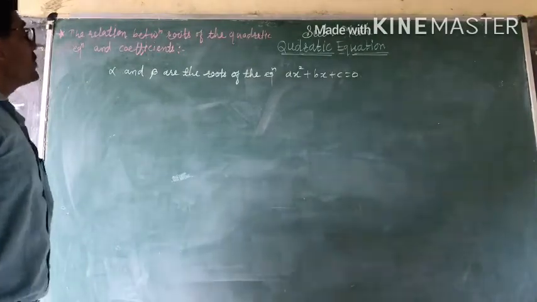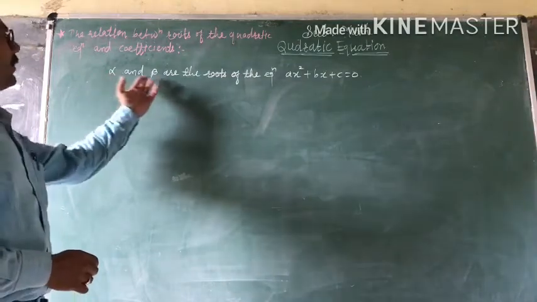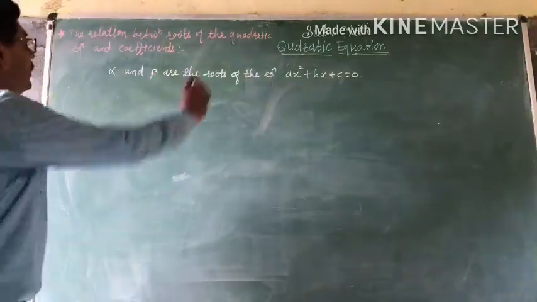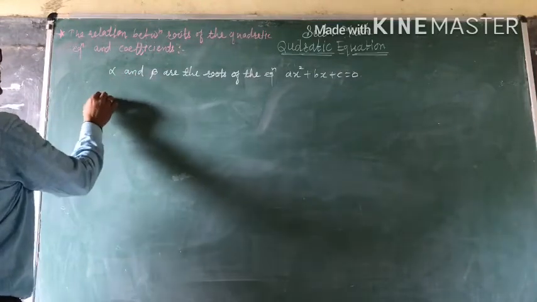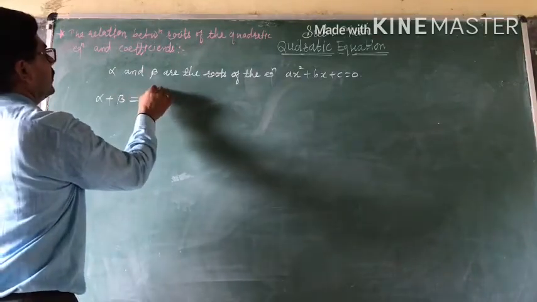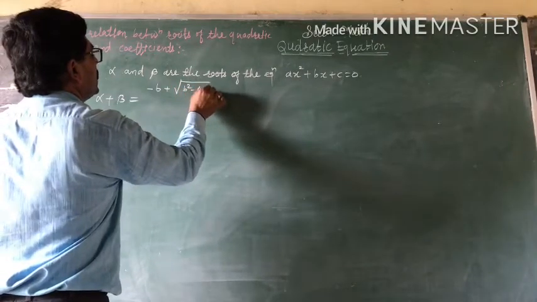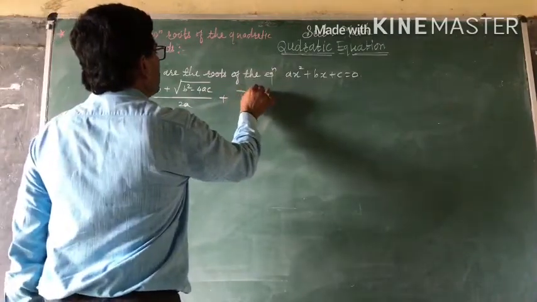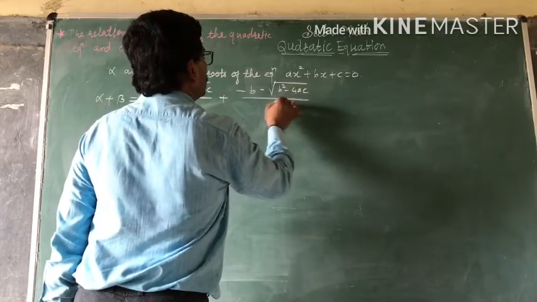Now we will see the relation between the roots of the quadratic equation and their coefficients. Let alpha and beta be the roots of the quadratic equation ax² + bx + c = 0. Now the relation: the sum of the two roots. Alpha + beta is equal to (-b + √(b² - 4ac))/2a + (-b - √(b² - 4ac))/2a.